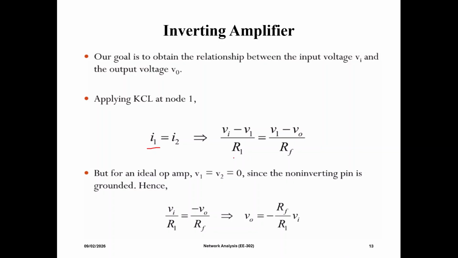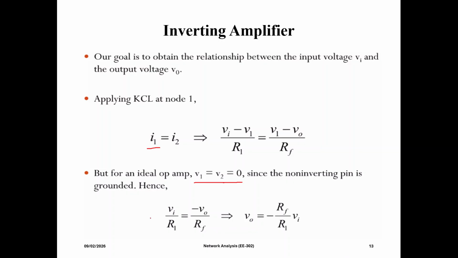Now recall the ideal operational amplifier rule, that is V1 equal to V2. Here V2 is grounded and V1 is also virtually grounded, so these two voltages are equal to 0. Since the non-inverting pin is grounded, the inverting voltage is also virtually grounded. So we will get Vi over R1 is equal to minus V0 over RF. So from here V output will be equal to minus RF over R1 into Vi.